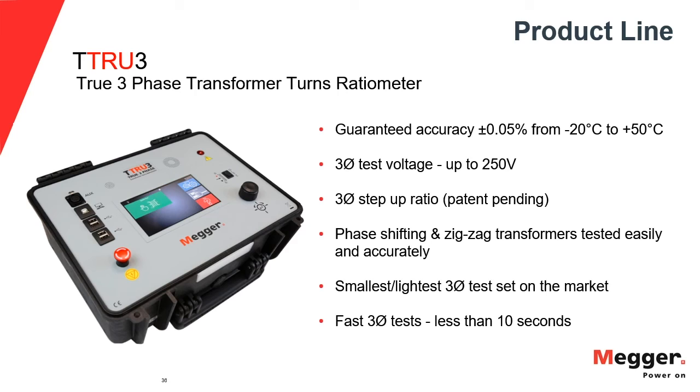Those features combined allow this unit to provide a very easy method to test both phase shifting and zigzag transformers. So that's a huge advantage as well if you need to test those types of transformers. It's small for what it does. It's really light when you see the unit. You really don't believe how light it is. And when you do a three-phase test, it will test in less than 10 seconds. So pretty quick as well.